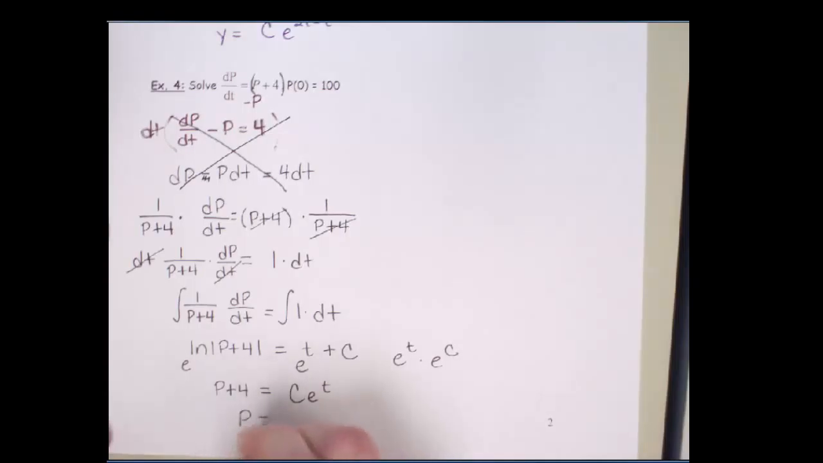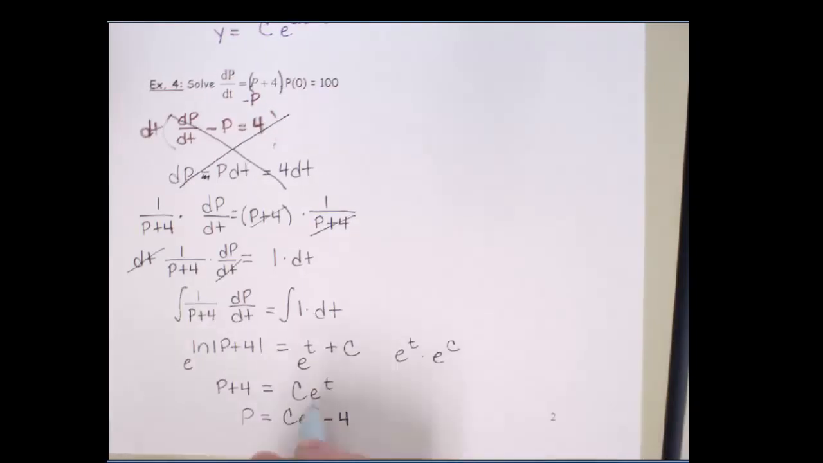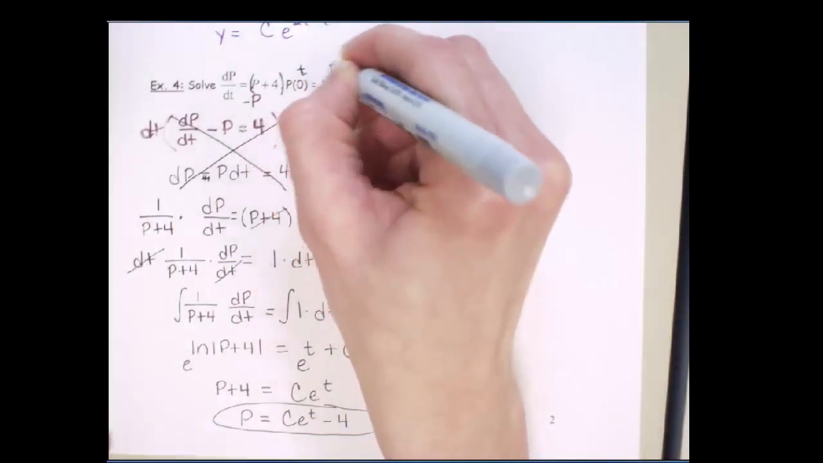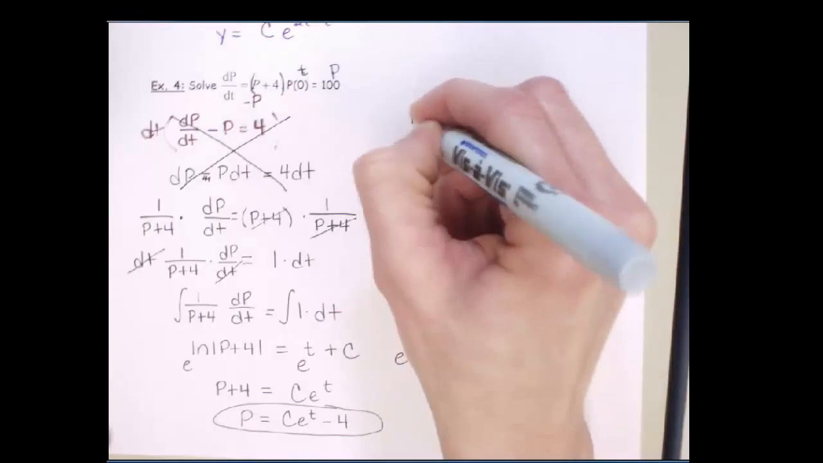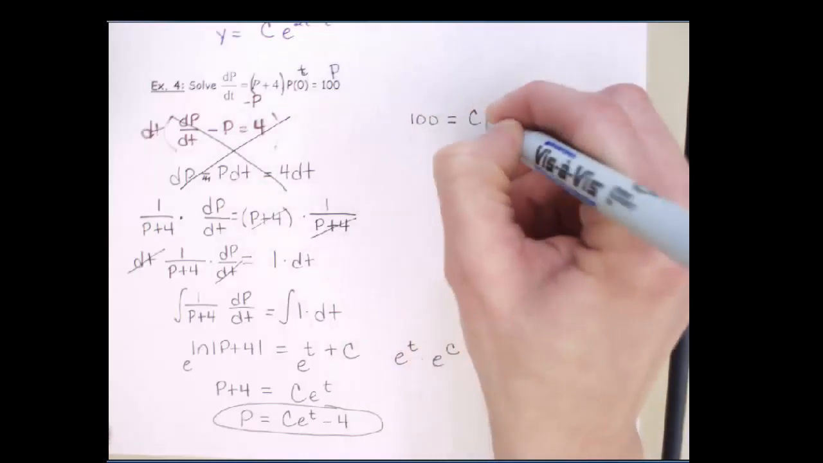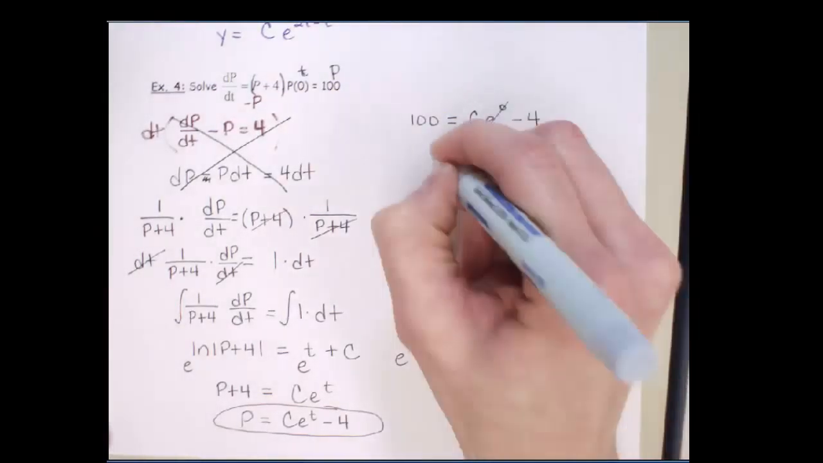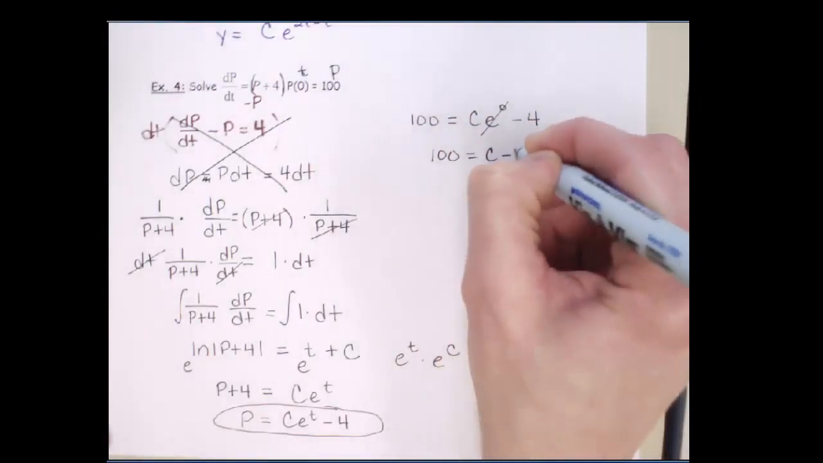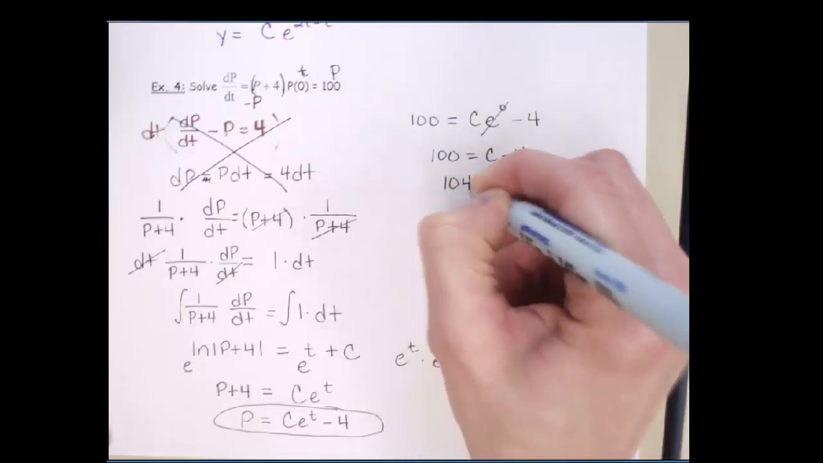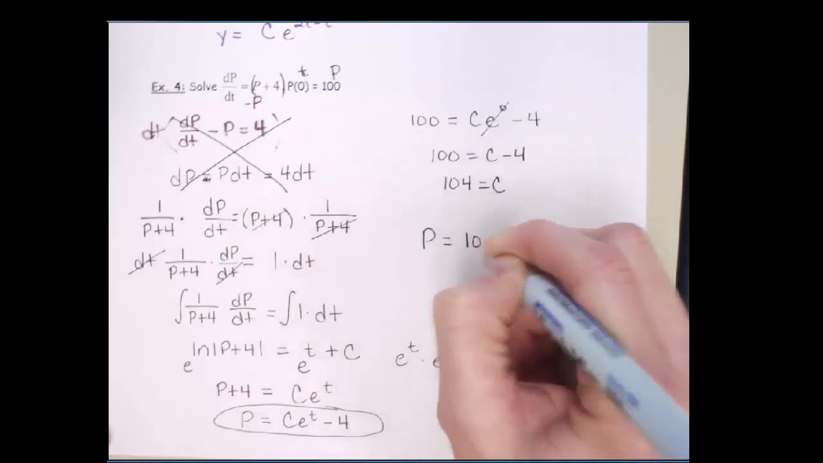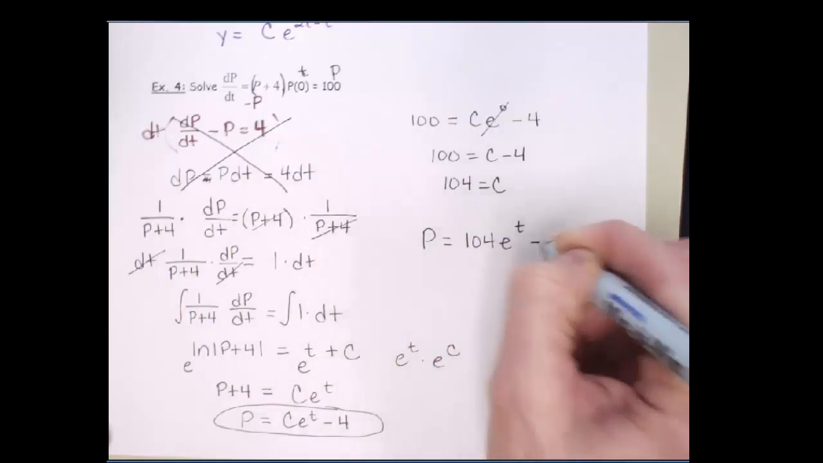And then I'm just going to subtract the 4 to get the p by itself. P is like y. So this is the general antiderivative, or the general solution. And then because they gave me a point, I've got to plug in t and p. So p is 100, c e to the 0 minus 4. Again, e to the 0 is just 1. So I have 100 equals c minus 4. Add my 4. 104 is our c value. So my final answer should be p equals 104 e to the t minus 4.